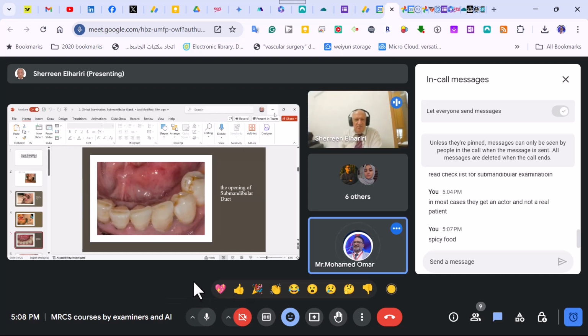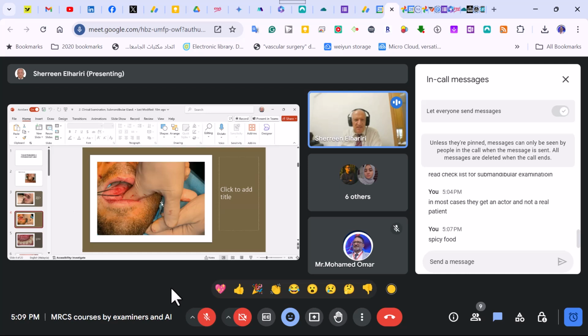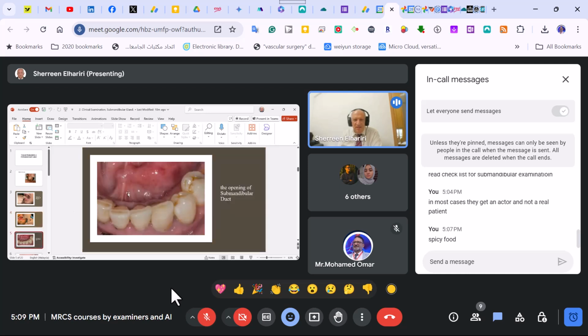Okay. So back again to the doctor. After bimanual examination, it is important to inspect with a torch to see the duct. And I ask you, what is the opening of the duct? It is in the frenulum. Beside the frenulum, yes.